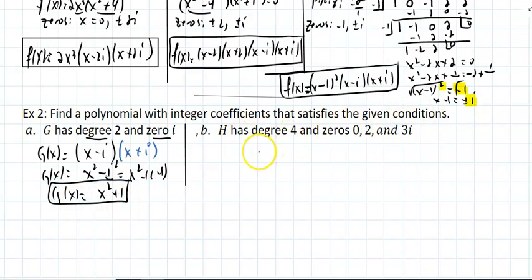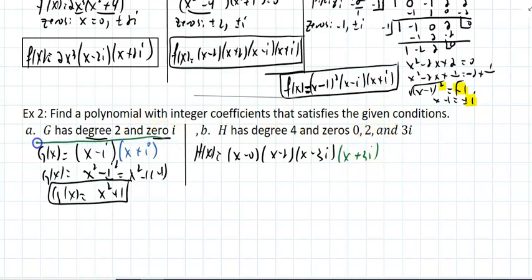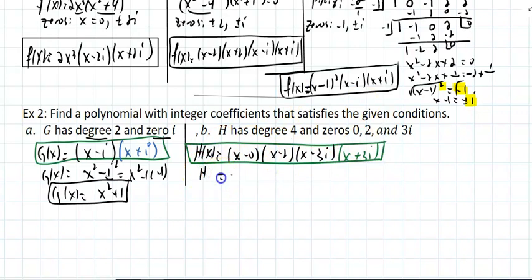And find h of x. Okay, what's h of x? Degree 4. The zeros are 0, so x minus 0, or you could just say x, 2, x minus 3i, and automatically the conjugate of that is also a zero. So again, on a test, this is all I want. You don't need to simplify. You want to match it with the back of the book.